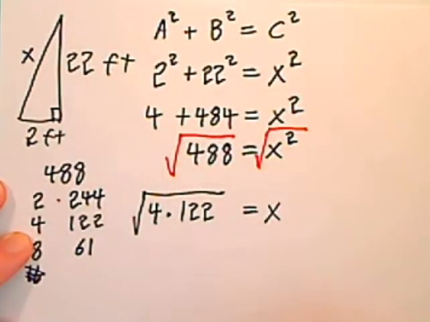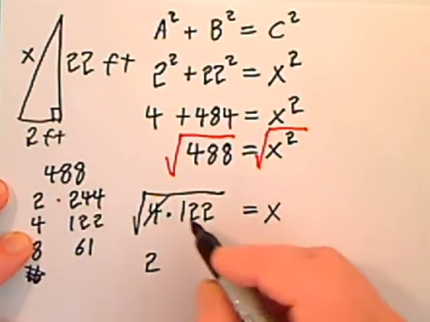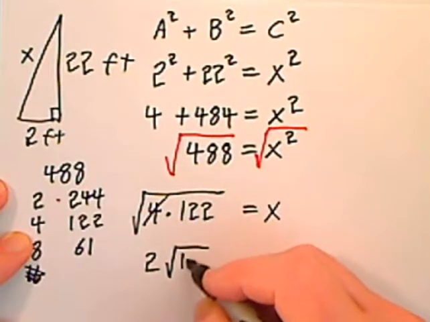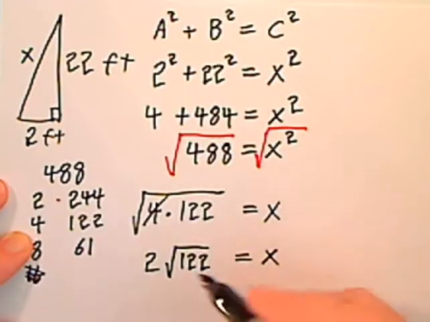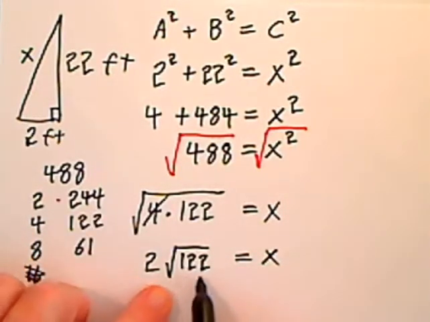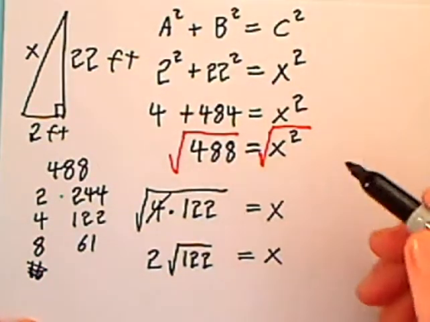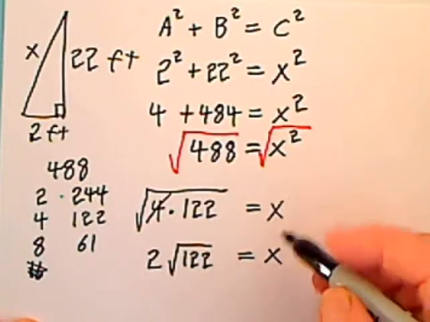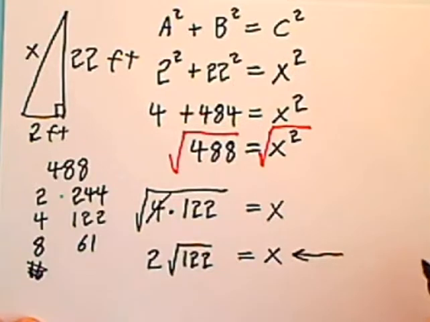All right. The square root of 4 is 2, and then we're left with 122 under the radical, and this is in feet. So 2 times the square root of 122 feet is the length of our wire. But again, in class or on a test, this is the answer that I expect. But in the homework, they're saying you're going to round to 1 decimal place.